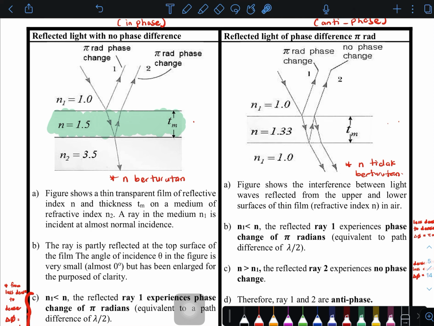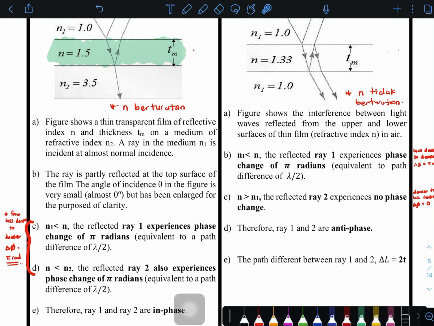Okay, so kita tahu ada satu cahaya yang masuk melalui air. Okay, separuh dia akan terpantul, separuh dia akan terbias. So, dia kata dekat sini, N1 is smaller than N. The reflected ray 1 experience a phase change of pi radian.